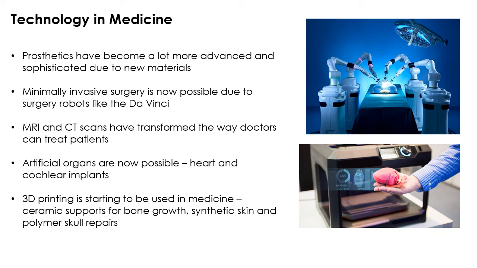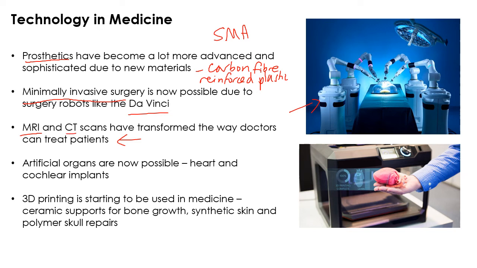Technology in medicine is absolutely massive. Things like the design of prosthetics have become a lot more advanced due to new materials like carbon fiber reinforced plastic. Also the development of something called shape memory alloy, which is a smart material that can move in reaction to heat or electric current. If anyone watches Grey's Anatomy, you might have heard of this thing called the Da Vinci. This is a robot which can basically do surgery automatically, or can be controlled by a surgeon, but it means that minimally invasive surgery is now available.